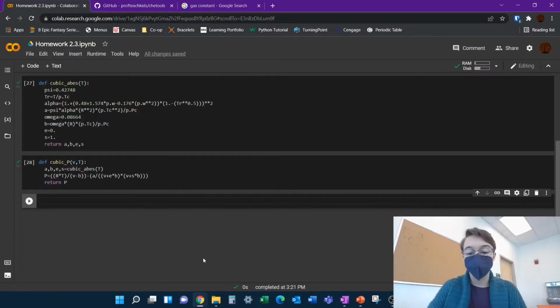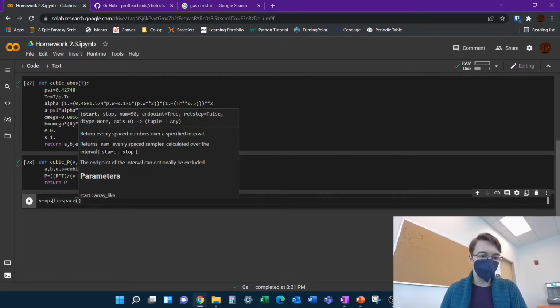Alright, so next we can go ahead and start plotting this. So we're going to need what we want to plot. We're going to make a pressure versus volume plot, so we're going to need to find volumes. So we can just plot, let's start with a linearly spaced amount of values for our V, and then we'll calculate P using this cubic P function that we made. So for V, let's start with np.linspace.